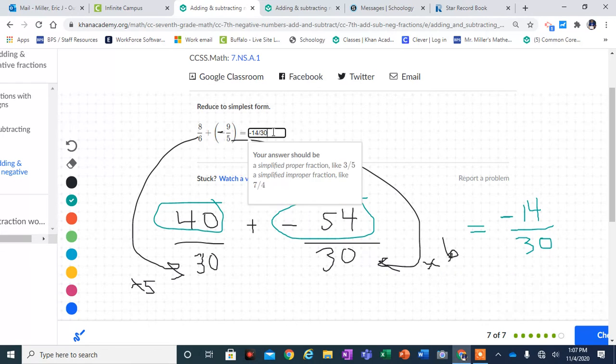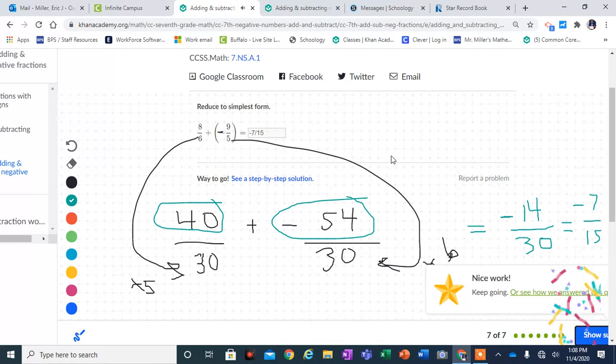Oh, but I made a mistake because it says it should be simplified. So I need to simplify this. So negative, and they both are even. So I could divide that by 2 and get 7, and divide that by 2 and get 15. So I didn't get it marked wrong. It just reminded me that I needed to simplify. So this is then negative 7 over 15. And now I got it right.